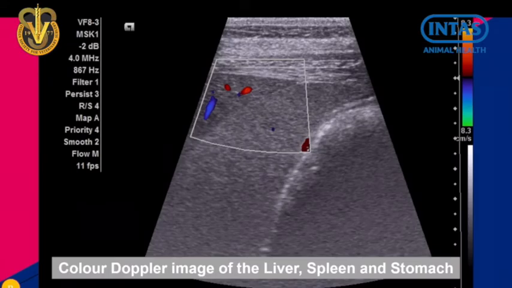Now, this is towards the left side. As I told you, a part of the liver comes here. This is the liver, and this is the spleen here. And you can see the stomach here. And this is the color doppler of the liver when you do it from the left side also.